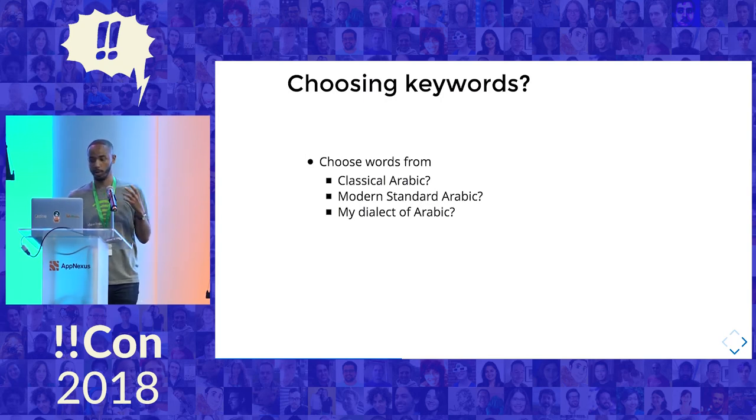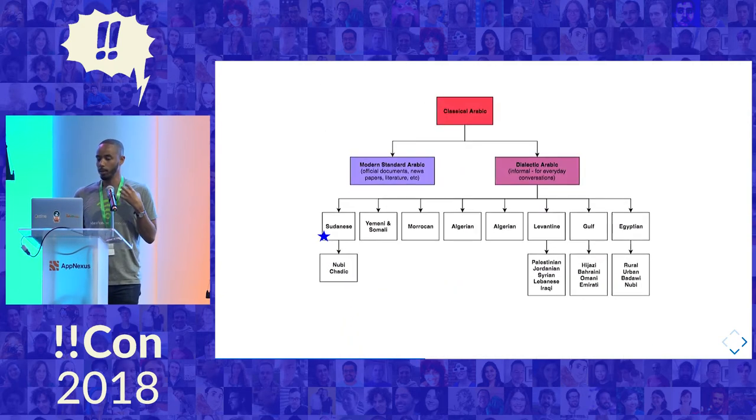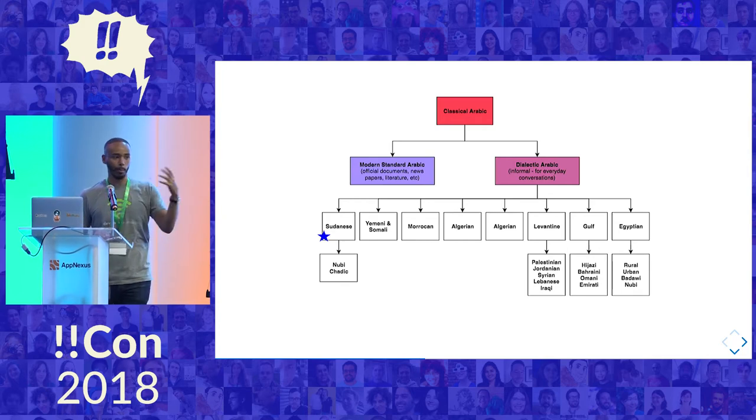Arabic is a big language. There's a lot of variety to it. There's classical Arabic, there's modern standard Arabic, and there's my own dialect of Arabic. If you don't understand it, the tree is something like this, an approximation. You have classical Arabic, which is really old Arabic dating back to the 7th century. Then you have dialectic Arabic, which is what people use on a day-to-day basis. This is what me and my mom talk with.